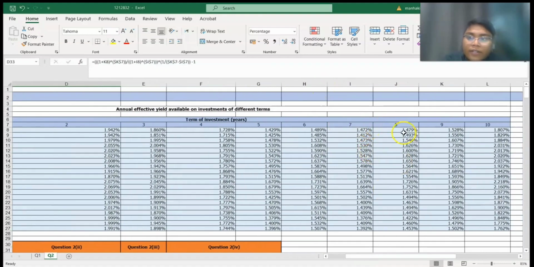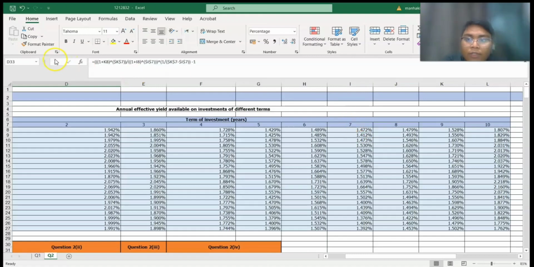7 and 9. Alright, so 1 plus K8 is here. Alright, 1.528%, to the power of K7, which is the power of 9, divided by 1 plus I8, which is this one, 1.72%, to the power of I7.